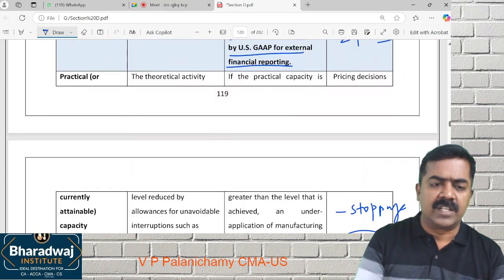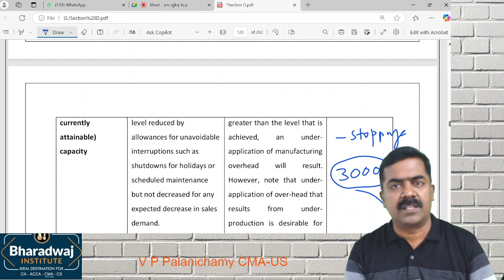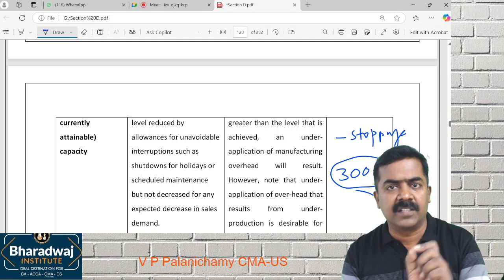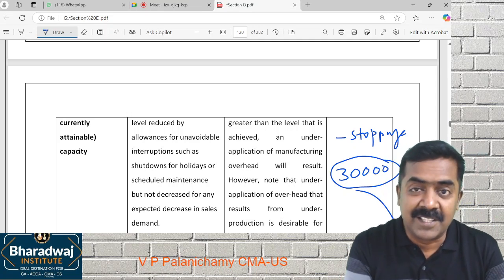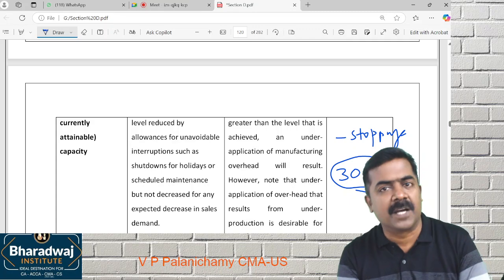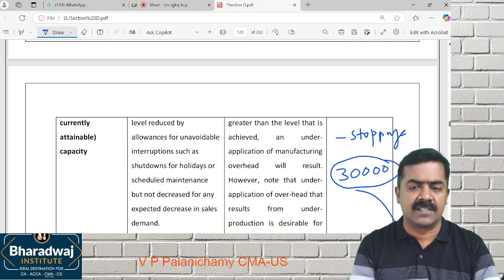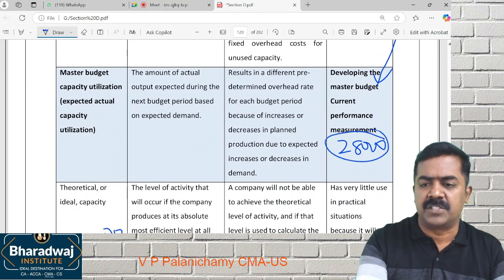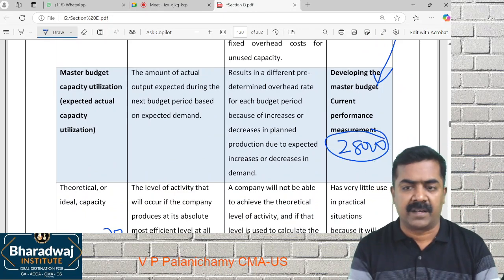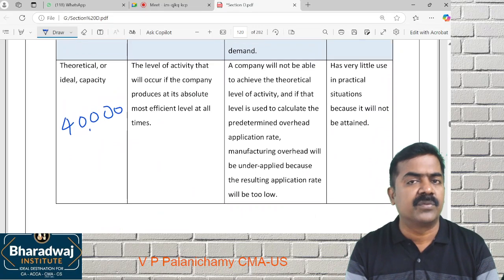What is practical capacity or attainable capacity? Theoretical capacity minus the capacity that is lost due to stoppage. Stoppage happens because of various reasons. Okay, what is the master budget capacity? Expected capacity utilization based on the budget that we prepare. So all these are relevant for decision making.